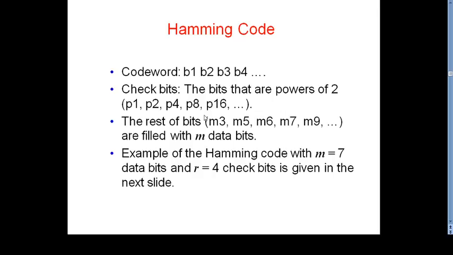Then we see the first type of error correcting code, that is the Hamming code. It consists of code word bits b1, b2, b3. The check bits are at positions that are powers of 2, so position 1, 2, 4, 8, 16. The rest of the bits are message bits, filled by data bits. For example, a Hamming code with 7 data bits and R equal to 4 check bits is shown in the next slide.